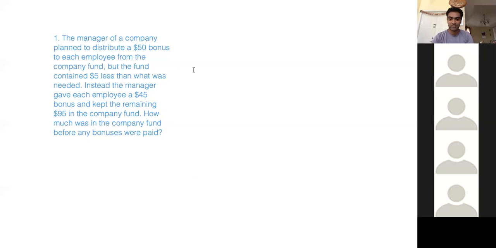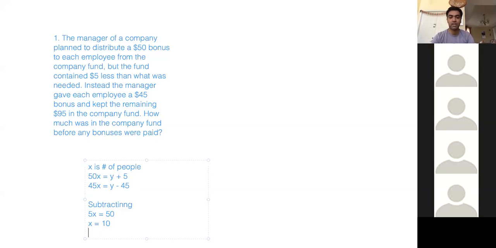So I let X be the number of people and Y be the amount of money in the fund. So the first equation is 50x is equal to y plus 5, and 45x is equal to y minus 95. If you subtract those two equations, you get 5x is equal to 100, so x is equal to 20, and then if you substitute x for 20 in one of those equations, you get y is equal to 995.